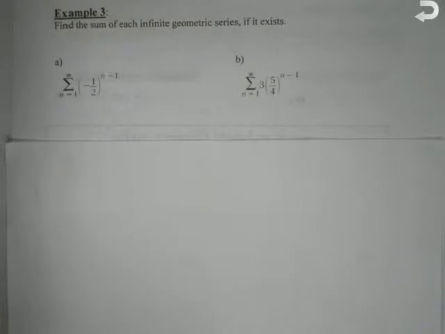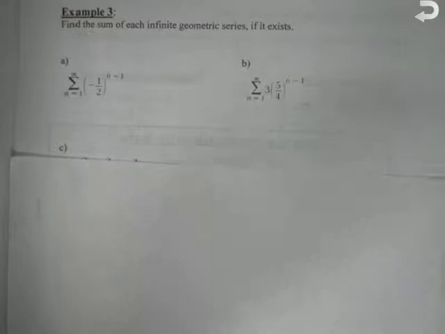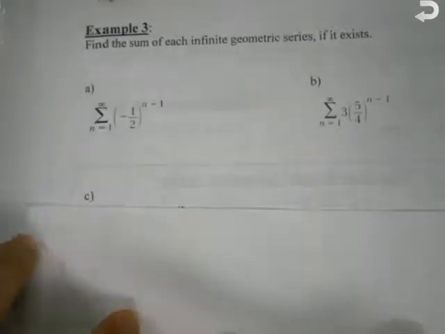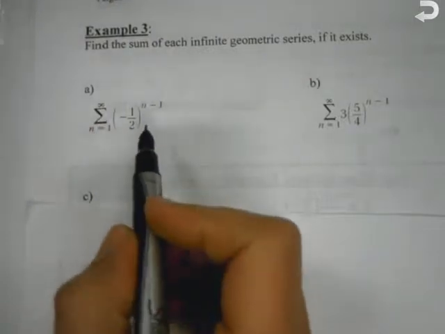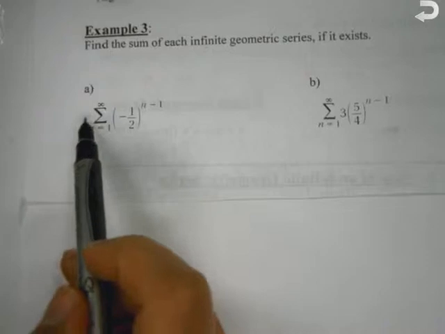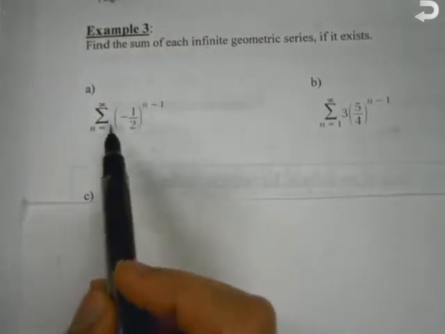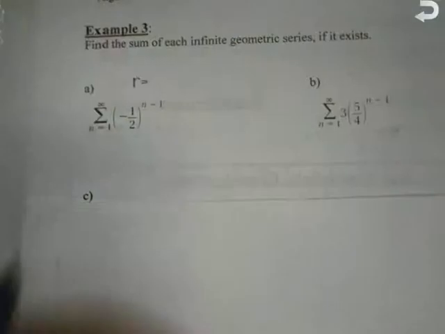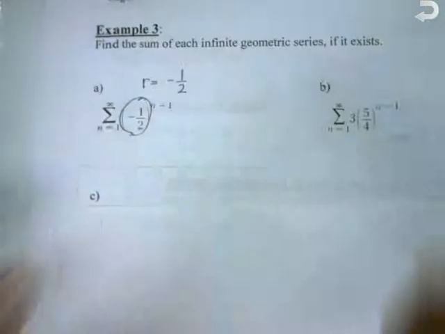Example 3. Find the sum if it exists. Now, these are really nice because remember how when we were doing these before, if I give you the summation notation, everything is already there for us, right? Okay, so A is the sum from 1 to infinity of negative 1/2 to the n minus 1. So what is r? r is this thing right here, negative 1/2. Is that between negative 1 and 1? Yes, it is.